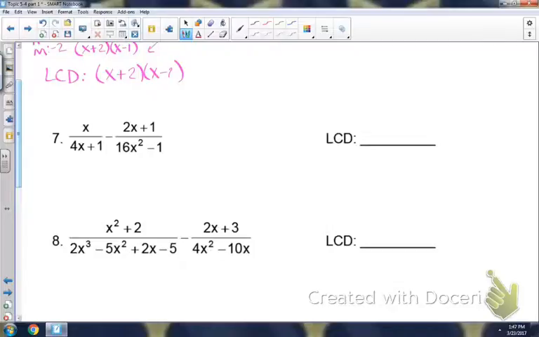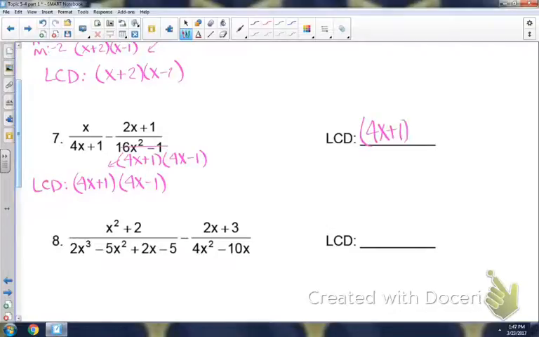Looking at 7, I have 2 terms, so we need to factor it if we can, but we can't factor 4x plus 1, so I'm just bringing it down from the first one. 16x squared minus 1 would be difference of 2 perfect squares, so that would factor to 4x plus 1, 4x minus 1. Notice I already have the 4x plus 1, but I don't have a 4x minus 1, so I need to add that to my LCD there. So LCD would be 4x plus 1, 4x minus 1.